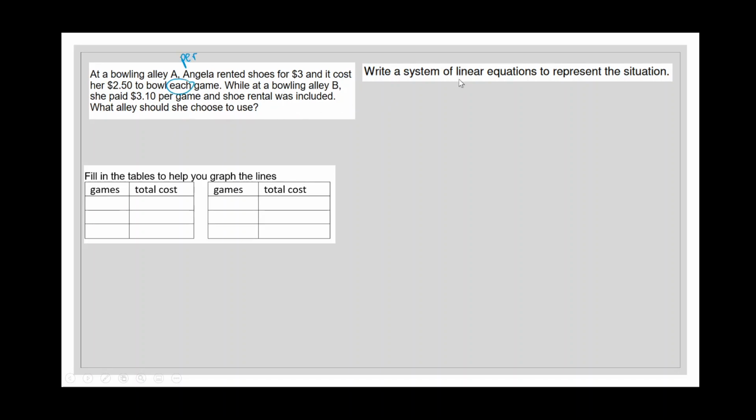So we're going to start by writing a system of linear equations. A system just means there's going to be two equations. And in this question, the word each is the same thing as the word per. So the 2.50 represents the slope. Dollars per game allows you to figure out what your y value and x value could represent. So y will be total cost, x will be number of games. Alley A is going to be rate of change multiplied with x plus the initial fee of $3 for the shoes. But alley B will have just $3.10 per game, but no initial fee, so plus 0.